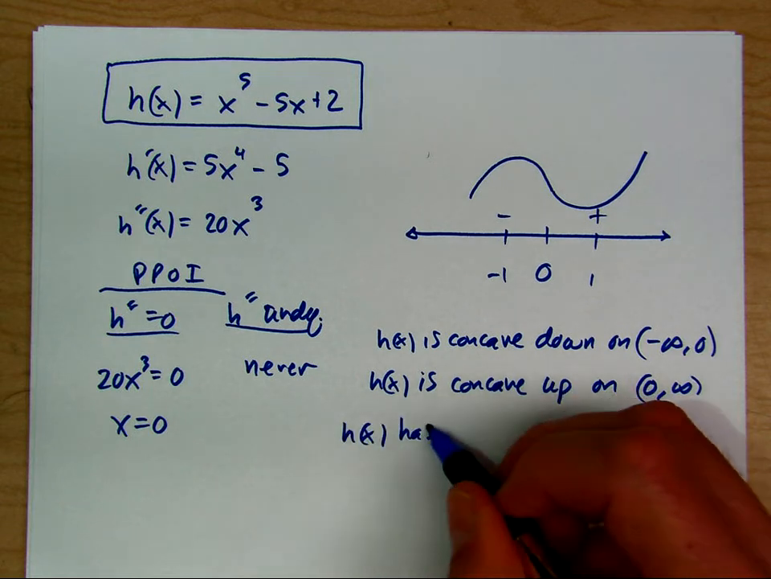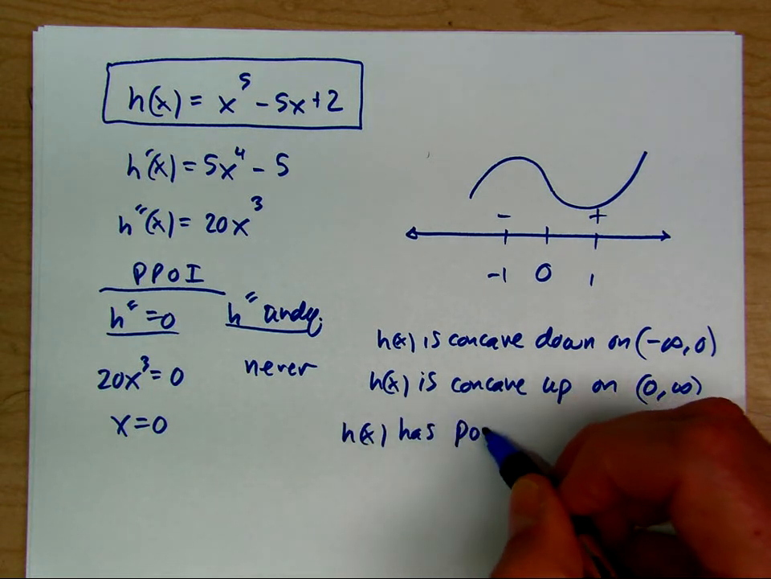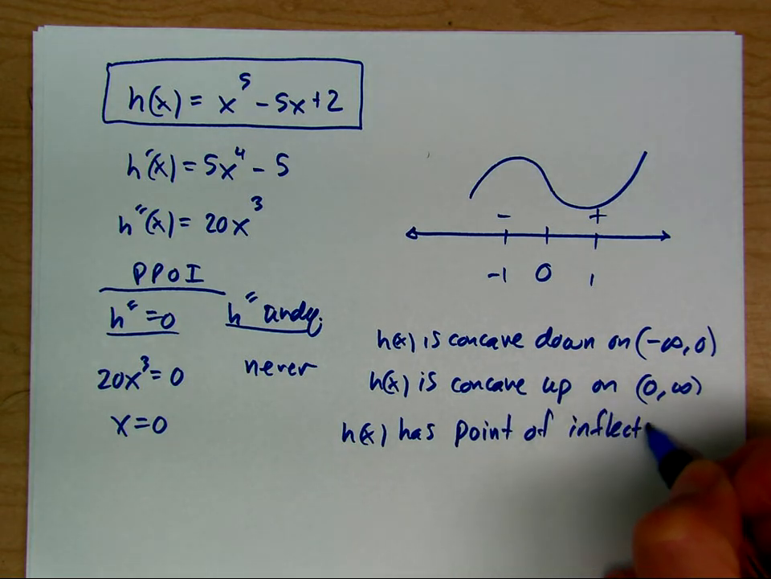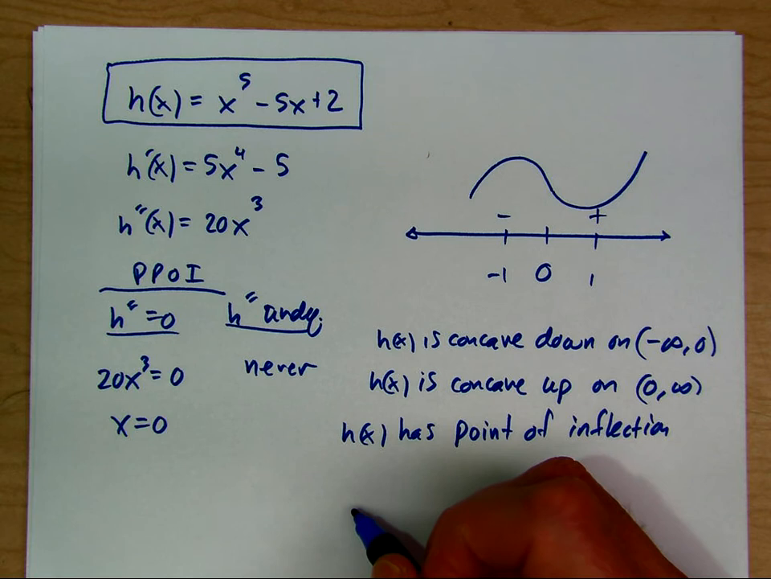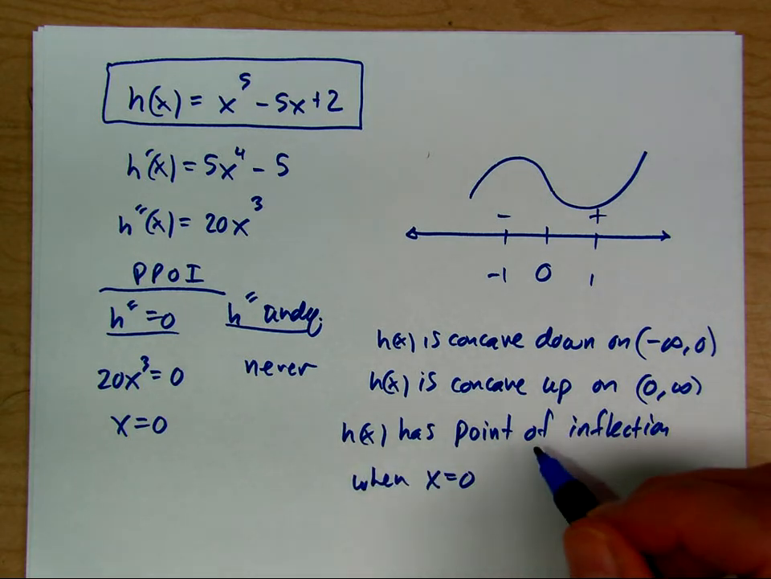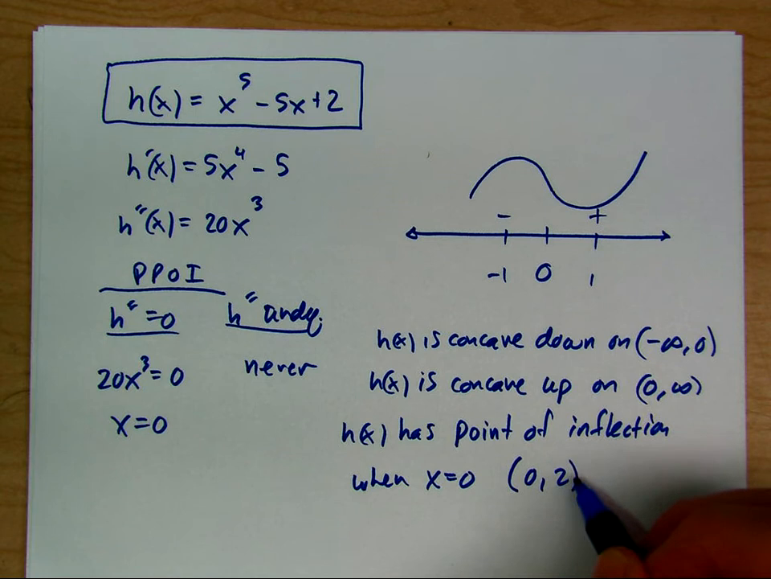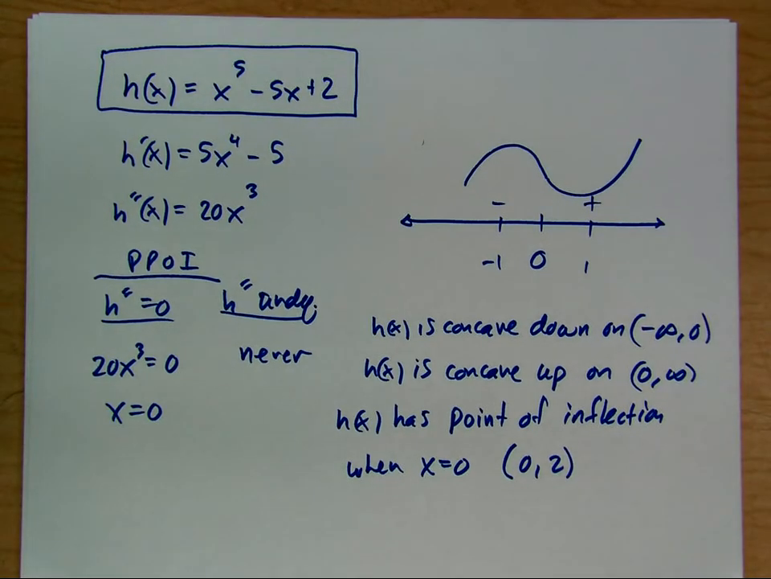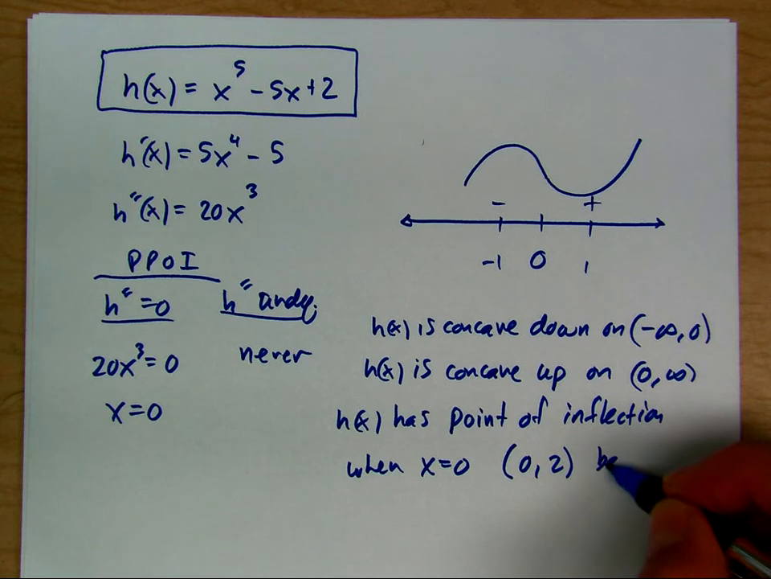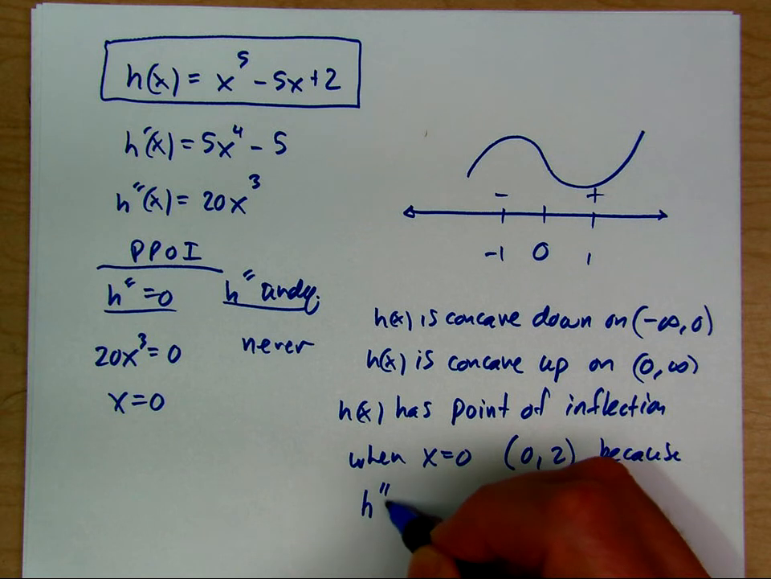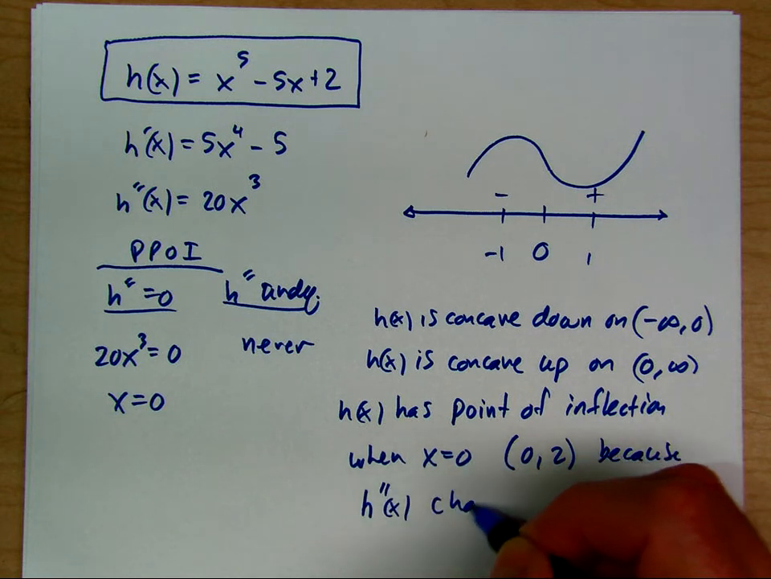it has a point of inflection when x equals 0, and the point would be (0, 2). If we put a 0 in there, we have a y value of 2, because h double prime changes signs.